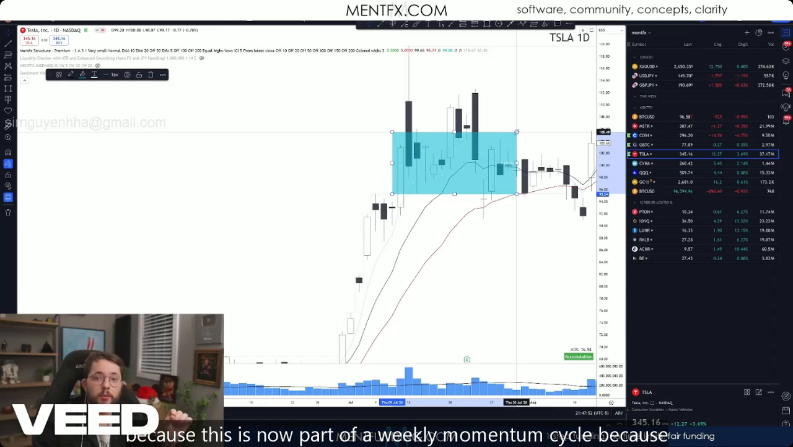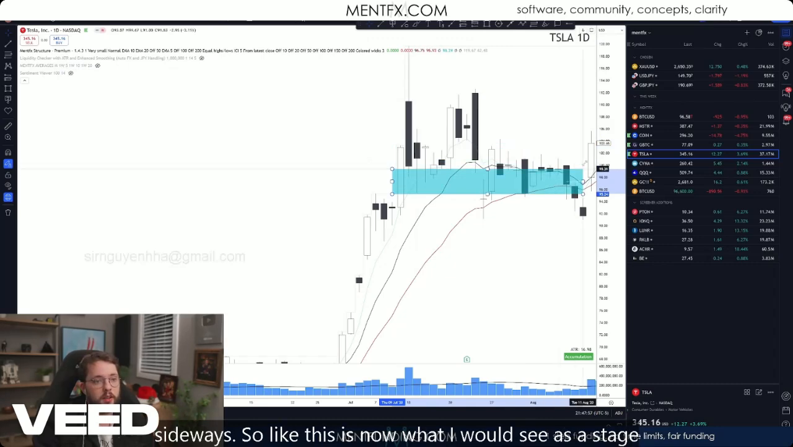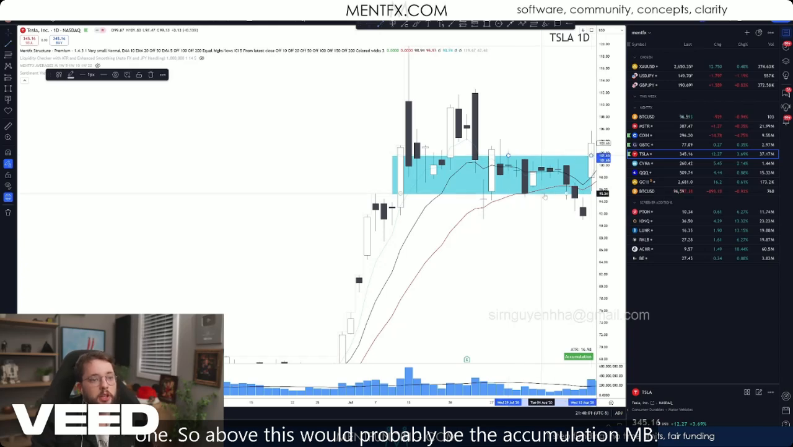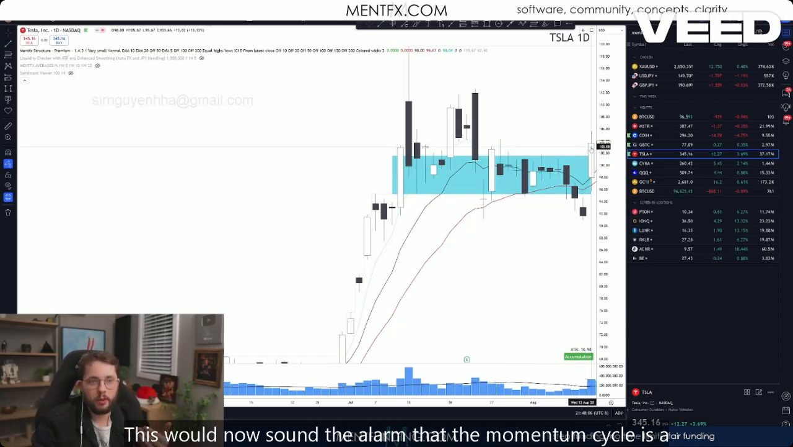which means now we might go back into the other side, because this is now part of a weekly momentum cycle, because this is a daily, it's my V. This is part of the C going sideways. So this is now what I would see as a stage 1. Above this would probably be the accumulation MB. This would now sound the alarm that the momentum cycle is a go.